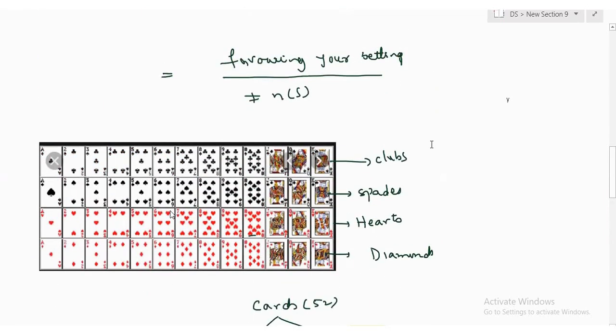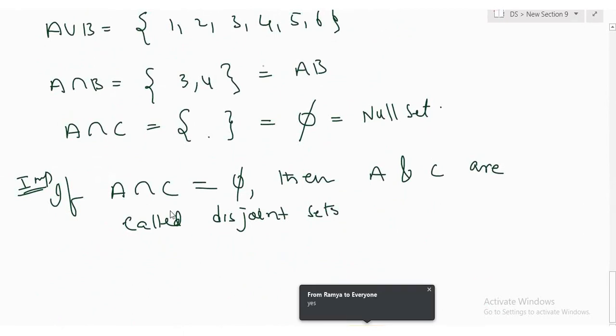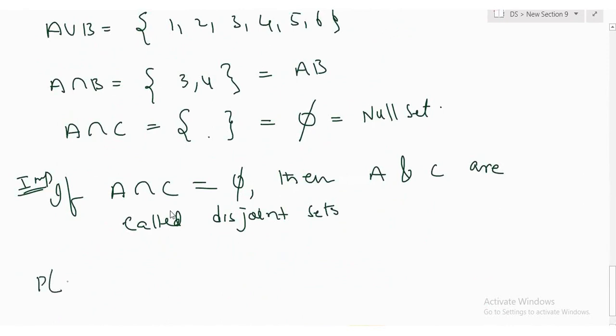Let's come back. Okay, let's solve some more problems. What is the probability of red diamond union red? Look at the graph and answer.